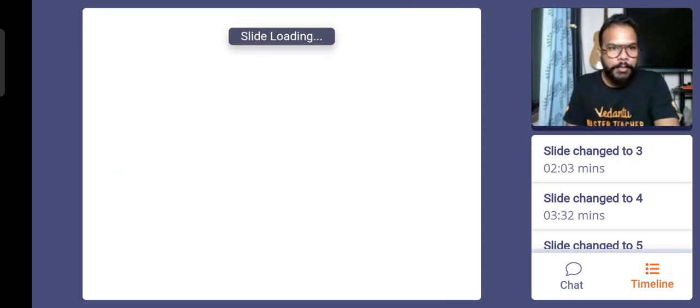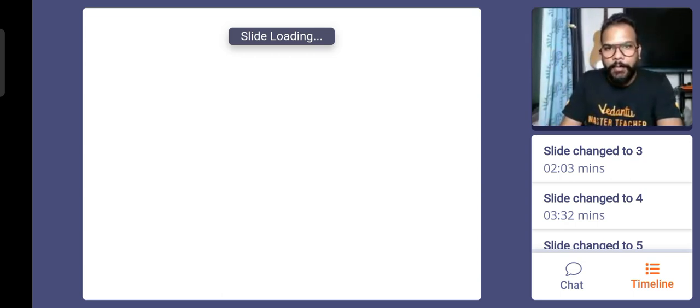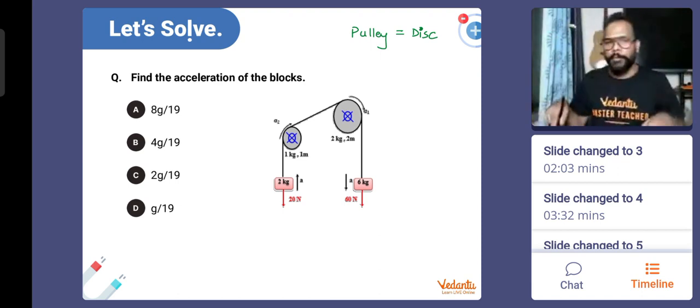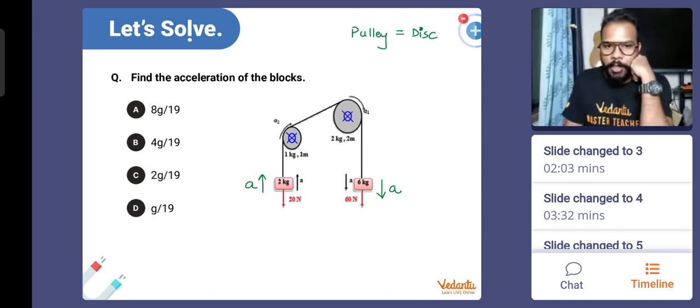Yes, so let's see an example like this question in front of all of you. Pay attention now. We have this question which has not one but two pulleys. For your kind information, pulley is equal to disk. So you have two pulleys. One has mass 1 kg, radius 1 meter. The other one has mass 2 kg and radius 2 meters. We have a 6 kg mass and a 2 kg mass hanging on opposite sides. The diagram mentions that the 6 kg block is coming down with an acceleration a and the 2 kg block is going up with an acceleration a. So naturally, the pulleys are going to rotate in a clockwise manner. Clockwise is the sense of rotation.